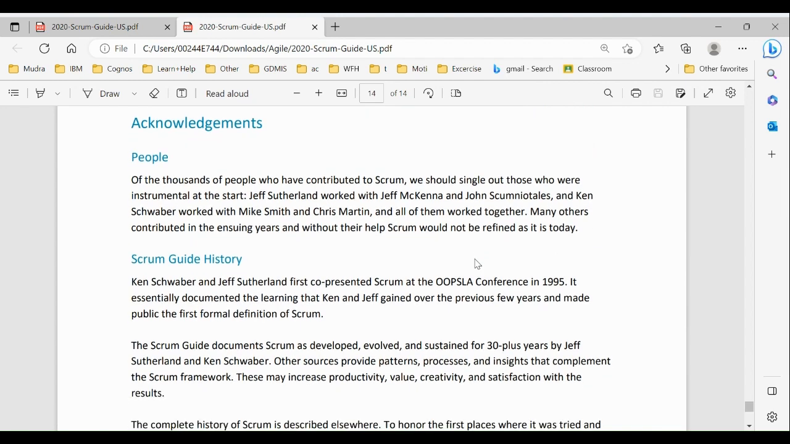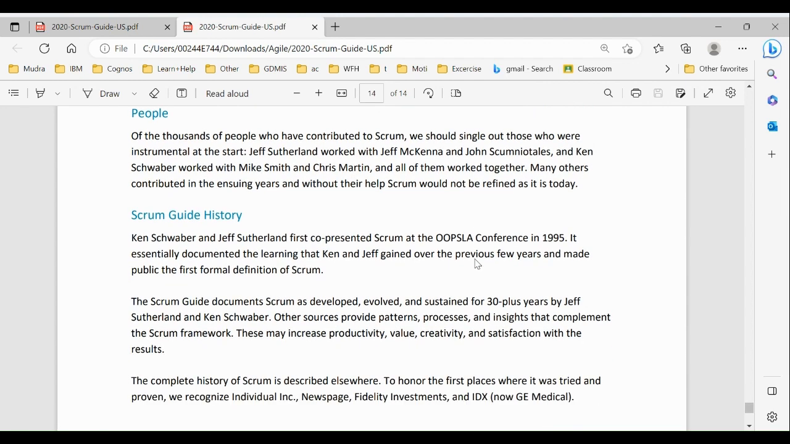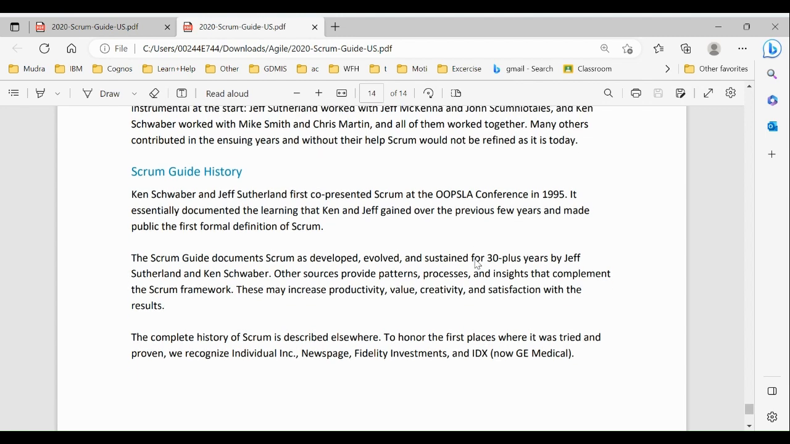Acknowledgements. Of the thousands of people who contributed to Scrum, we should single out those who were instrumental at the start. Jeff Sutherland worked with Jeff McKenna and John Scumniotales, and Ken Schwaber worked with Mike Smith and Chris Martin, and all of them worked together. Many others contributed, and without their help, Scrum would not be refined as it is today.